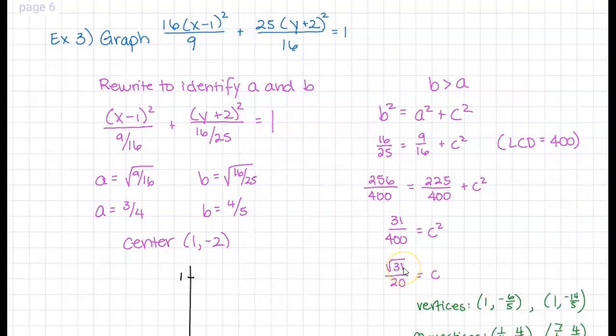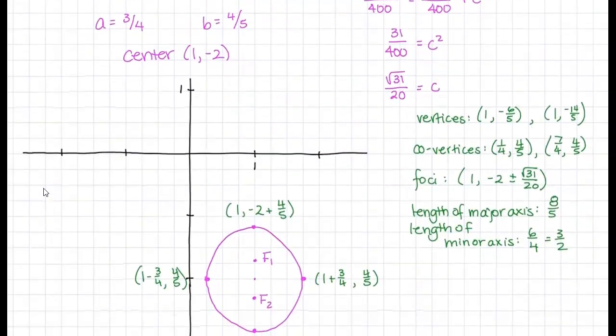Well, the square root of 31, that's somewhere in between 5 and 6. Somewhere in between the square root of 25 and the square root of 36. So if we look at 5 over 20, that would be 1/4. So I just looked at this as a little bit bigger than 1/4 when I went to plot them. All right, so let's take a look at the graph.